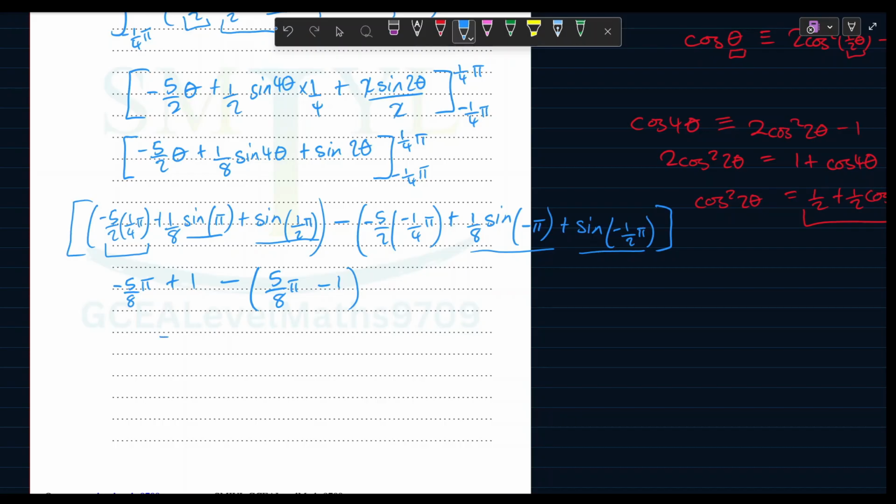And so we've got negative 5 over 8 pi plus 1 minus 5 over 8 pi minus minus 1, so plus 1. So we end up with 2 minus 5 plus 5, so that's 10 over 8 pi. And if we simplify the 10 over 8, that is 5 over 4. So therefore this is 2 minus 5 over 4 pi, and that is our final answer.